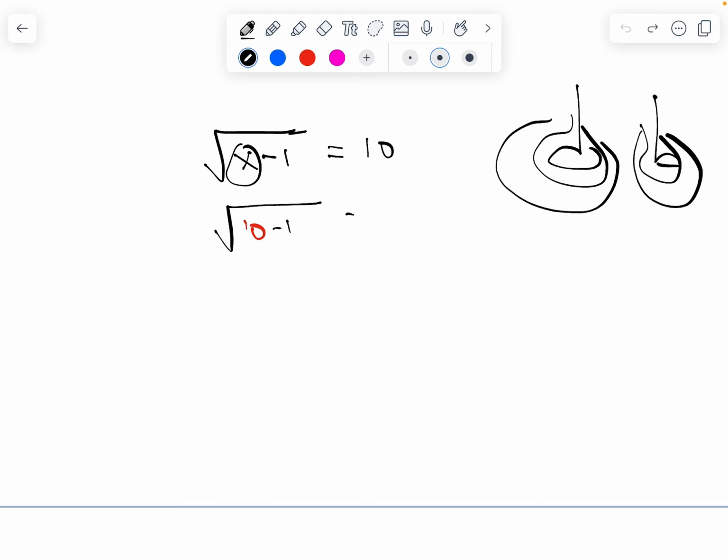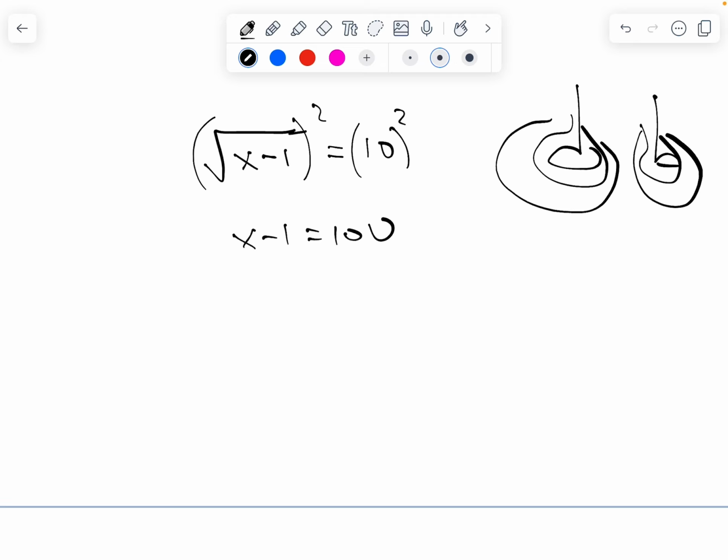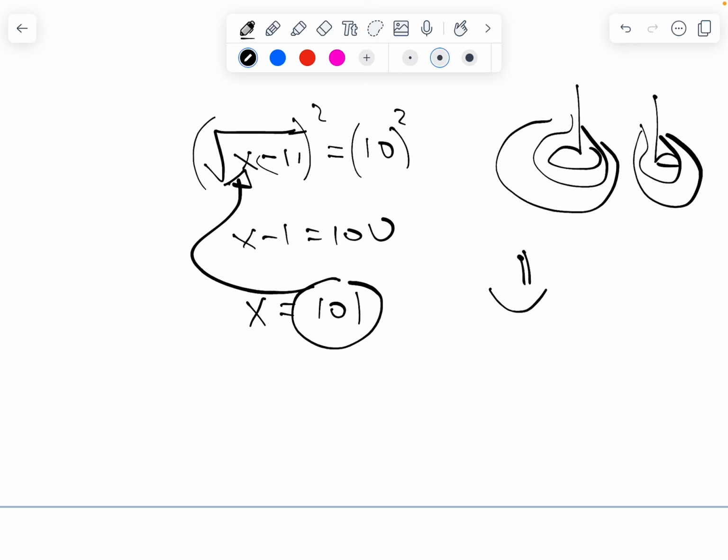So let's go back and look at this. Let's undo the last thing that happened to it. The last thing that happened was it got squared, so we're going to square both sides. X minus 1 equals 100, and then we're going to add 1, and you get 101. Now plug that back into the original equation and see what happens. 101, take away 1 is 100, square root of 100 is 10, and it works.